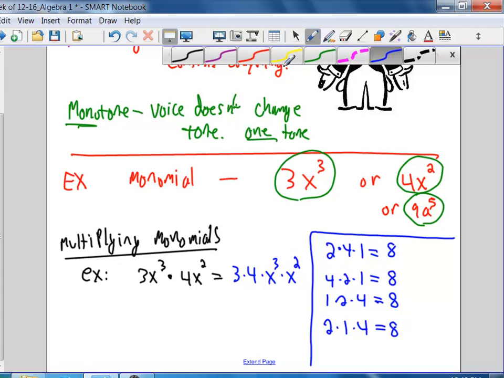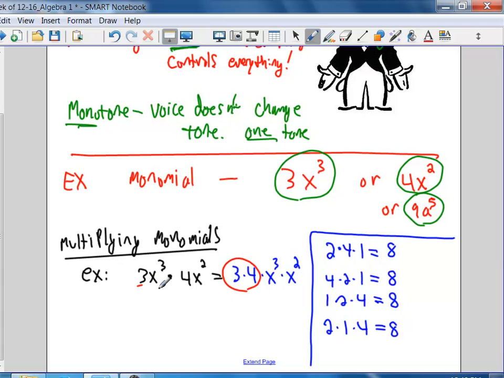So in other words, you're not going to need to do this every time, but you can just take these two things and multiply them to get 12. And then x, keep the base, add the exponent. This is where that new rule comes in, and there's your answer.